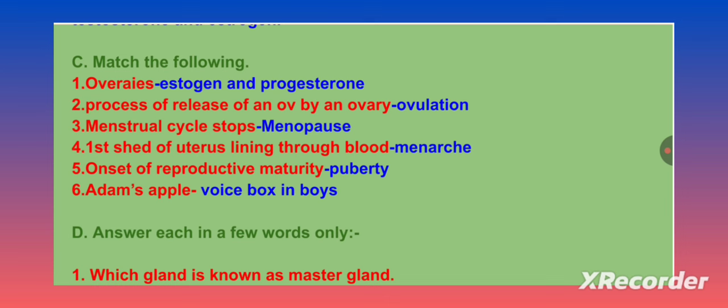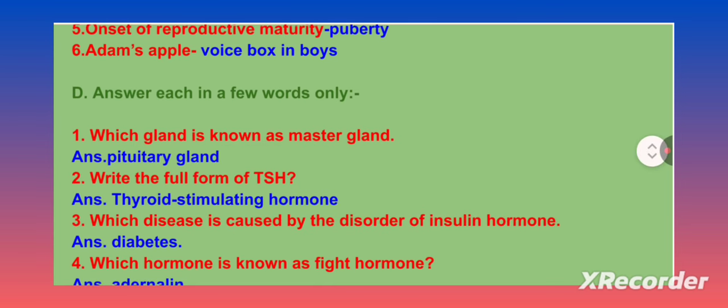Process of release of an ovum by an ovary, ovulation. Menstrual cycle stops, menopause. First shedding of uterus lining through blood, menarche. Onset of reproductive maturity, puberty. Adam's apple, voice box in boys.